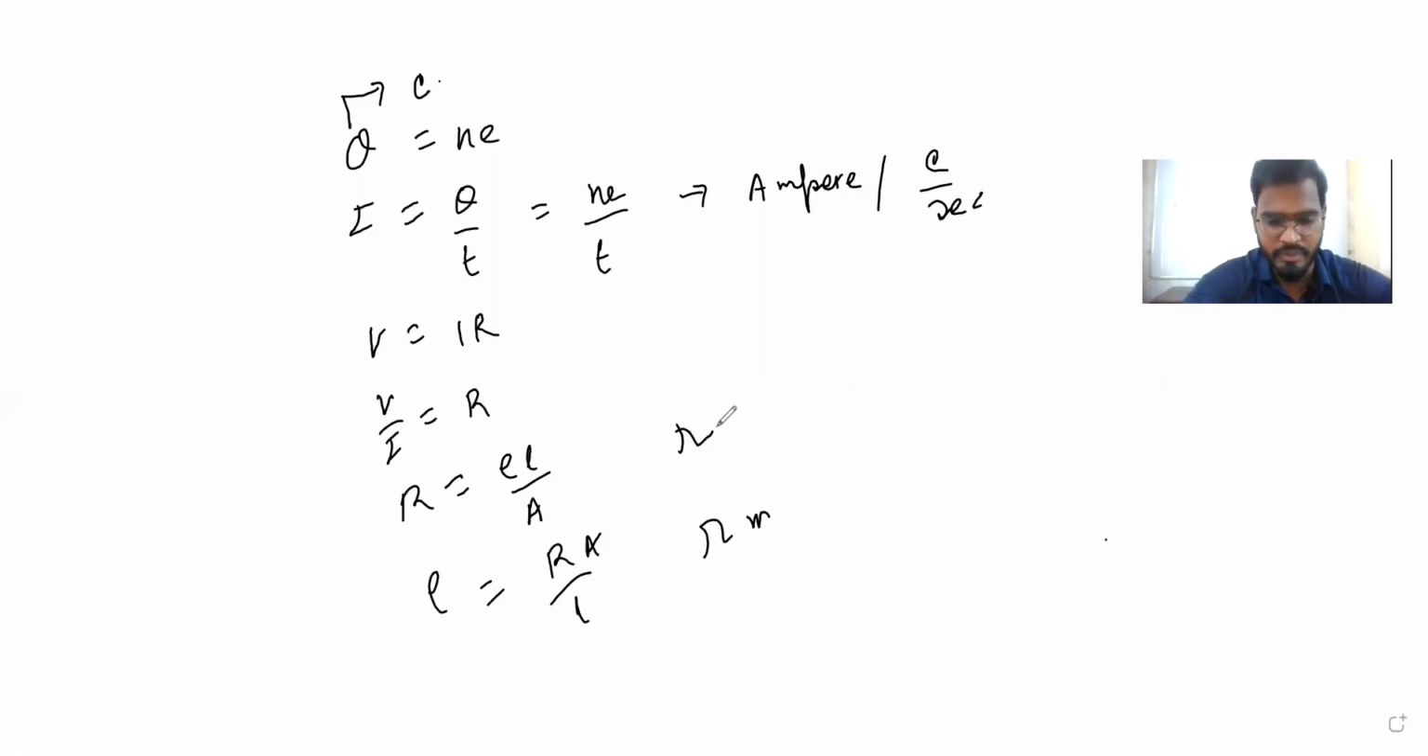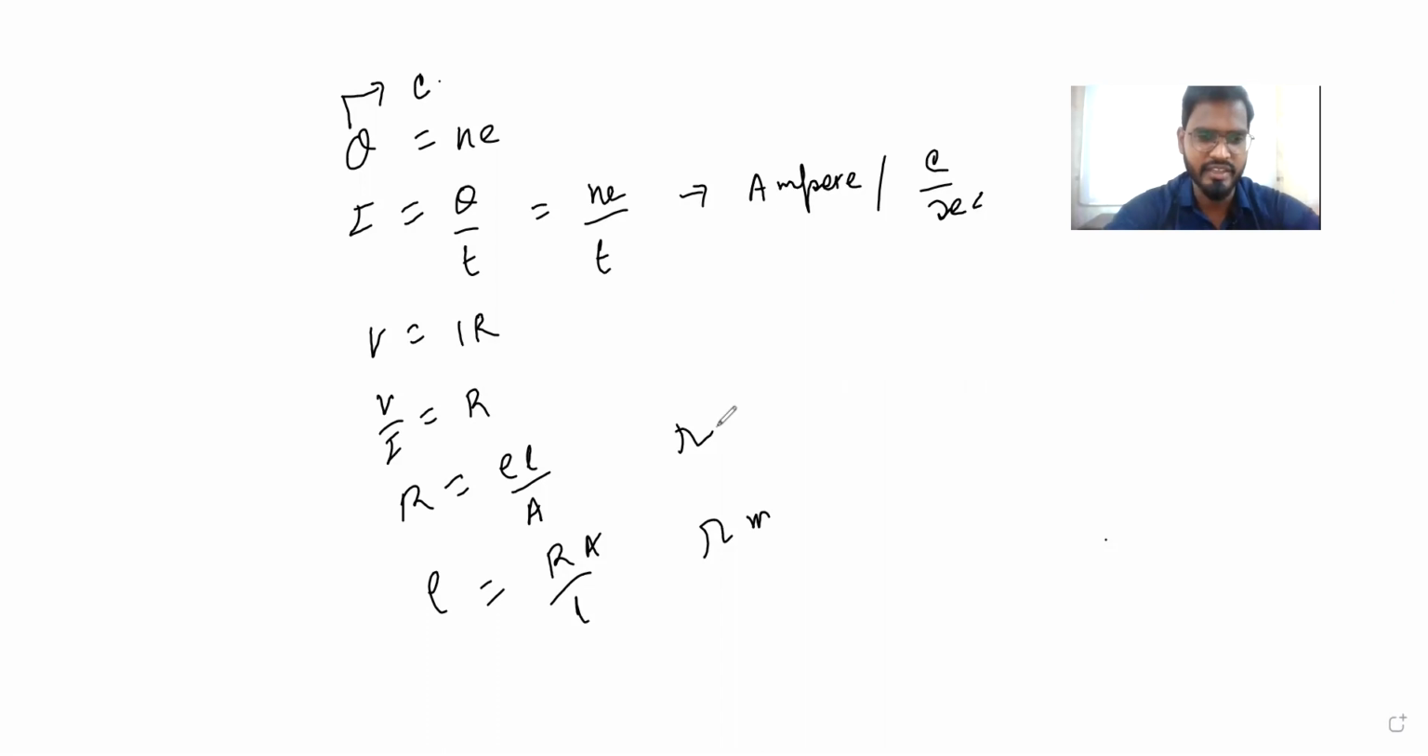Try remembering this. Remembering means revising these things again and again, and you will remember automatically. Now we will start the combination of resistors. Combination means adding of resistors, and there are two ways of adding resistors: one is series, one is parallel. So let's see the combination of resistors.